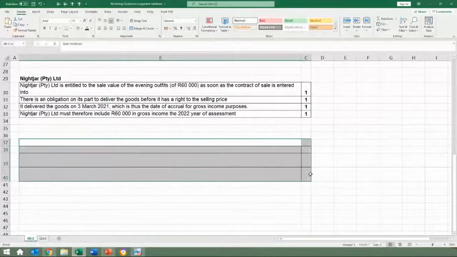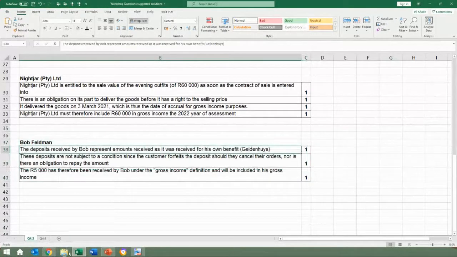Okay, and then the last one is your Bob. The deposits received by Bob represent an amount received as it was for his own benefit. That's the Geldenhuys case. And it's not subject to conditions, since you would forfeit it if you cancelled your order as well. And they don't have an obligation to repay it, so you would include it in your gross income for that reason, because it's been received. Okay, and if you needed an additional mark, you could also have said, because it was not held in a trust account, it was received for the benefit, and you would also receive a mark for that.